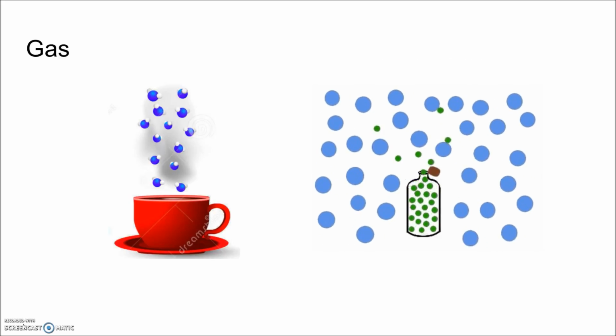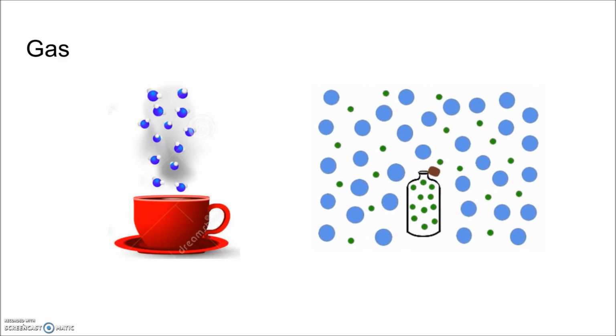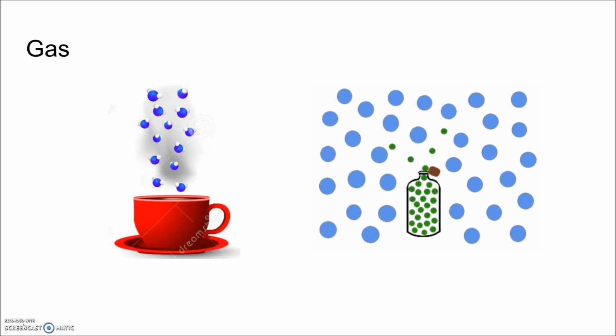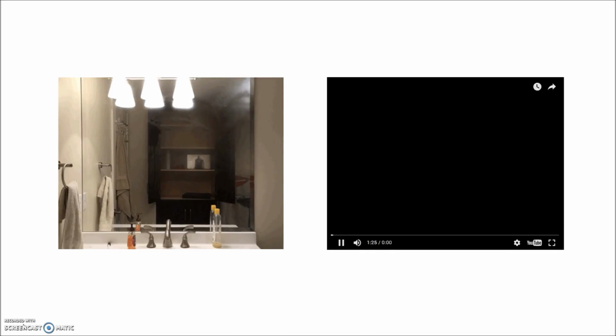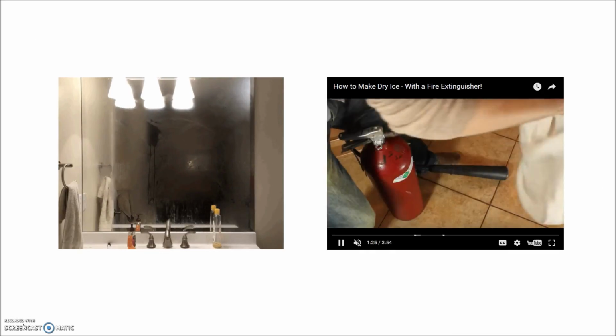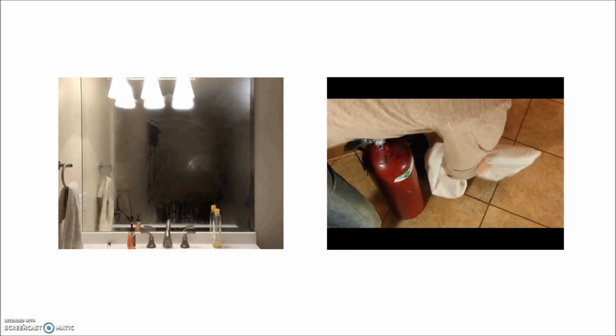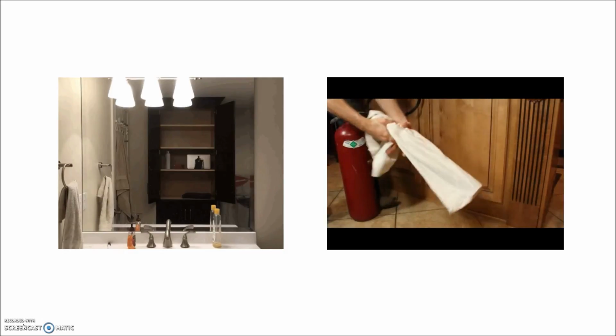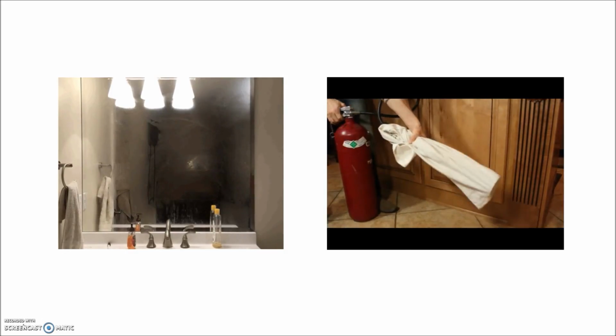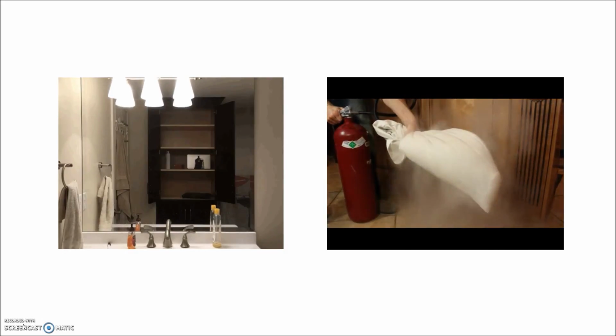A gas has free-flowing molecules without a definite shape. A gas can fit and fill a container. Gas can overcome the changes of condensation and deposition. Condensation is where a gas turns into a liquid, and deposition is where a gas turns into a solid. In the video on the right, you can see a fire extinguisher being used to create dry ice.